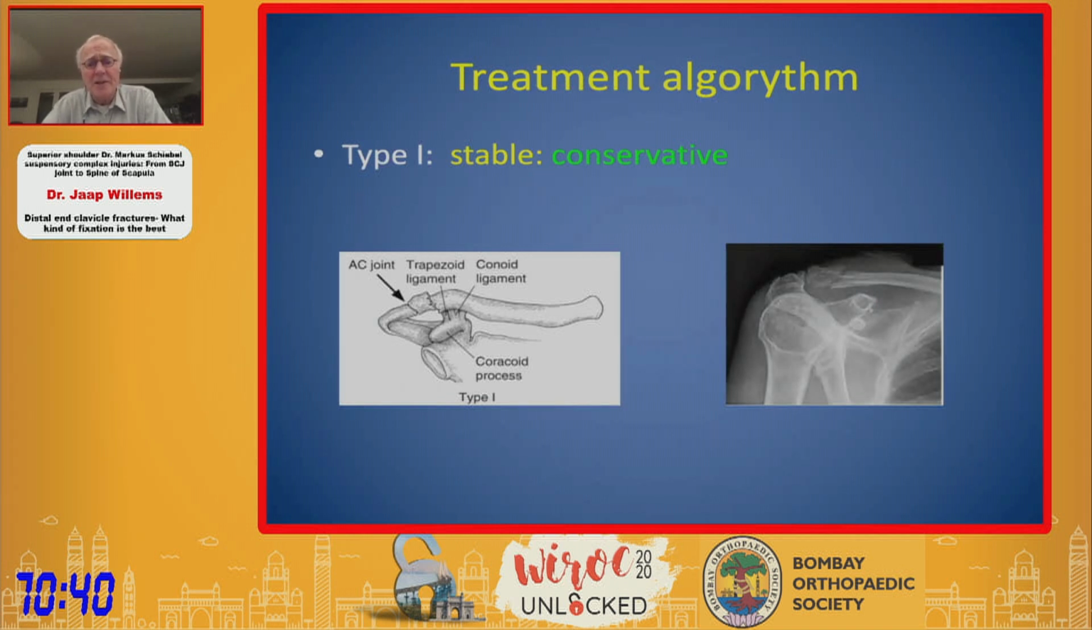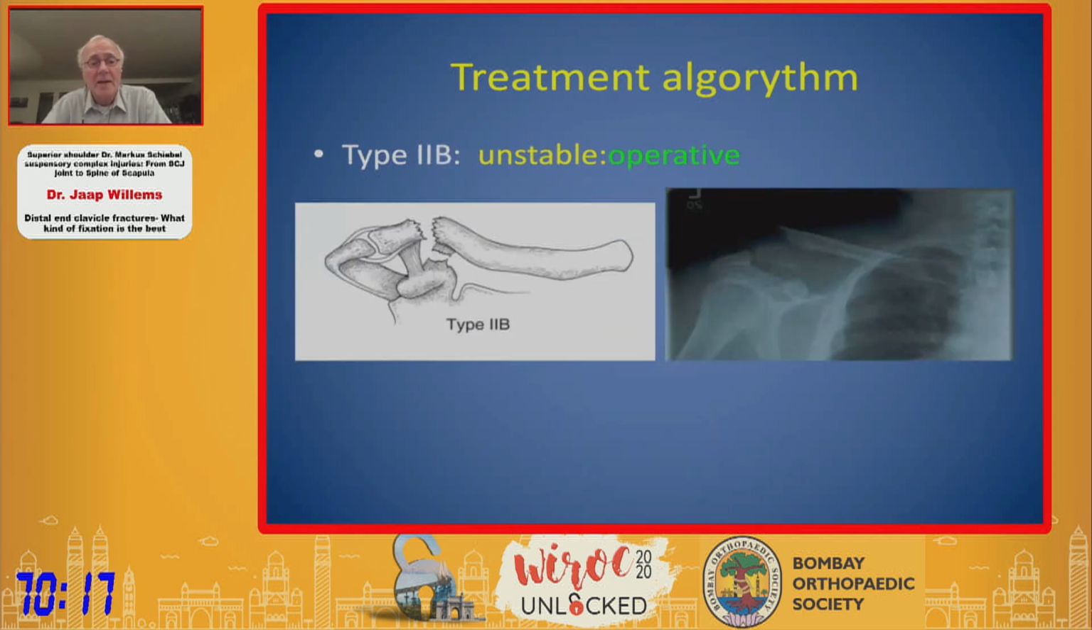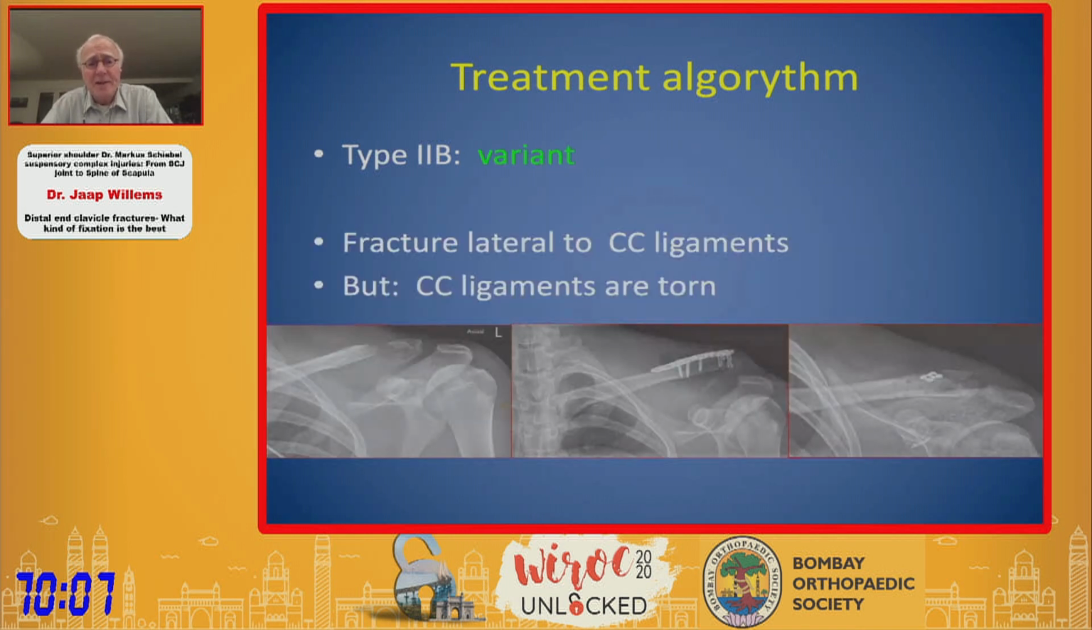Well, what is generally the treatment algorithm? The type 1 is stable, and you can leave it alone. They will heal because the ligaments are intact, and normally the AC joint is intact as well. The type 2A is unstable. Normally it needs operation. You see here the picture of a non-union with a dislocated clavicle, and they can be painful, but not always. The type 2B is also unstable, where the conoid ligament is torn, and you should operate this one as well.